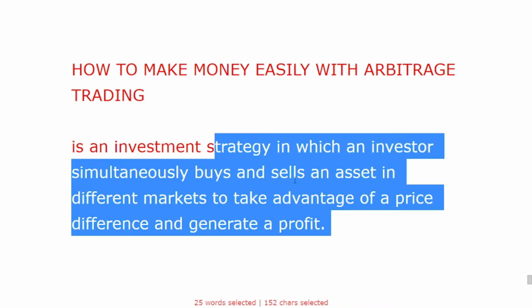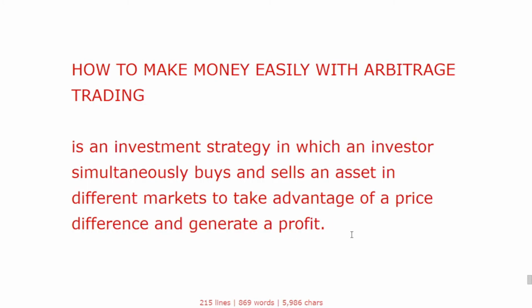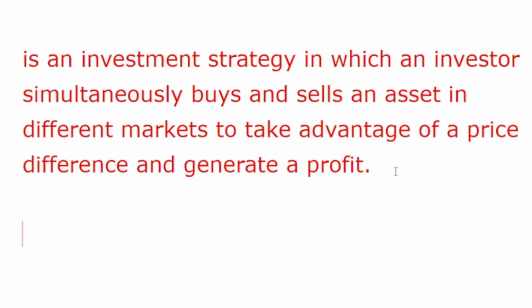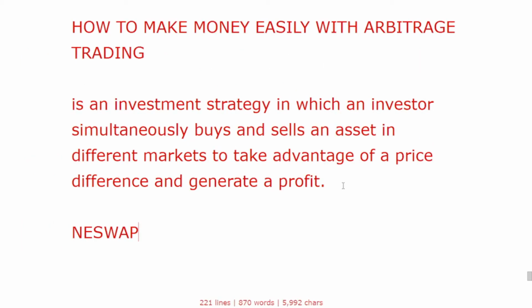Okay, but in this video, I'm going to show you the easiest way you can actually make guaranteed profit with arbitrage trading. In this case, the arbitrage trading we're going to do is buying and selling cryptocurrencies. All of this is possible with a website called Neswap. Neswap is an arbitrage trading platform where you buy cryptocurrencies at lower prices and trade them on other exchange platforms at higher amounts, thereby accumulating your profits. So let's check out Neswap, how it works and everything else you need to know.